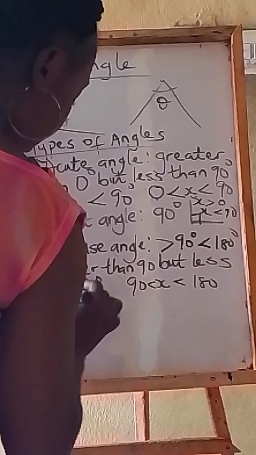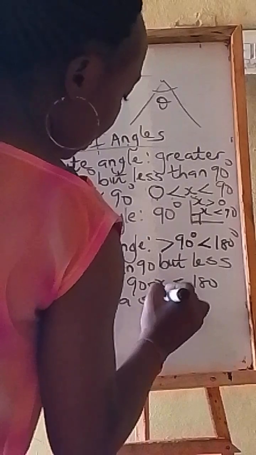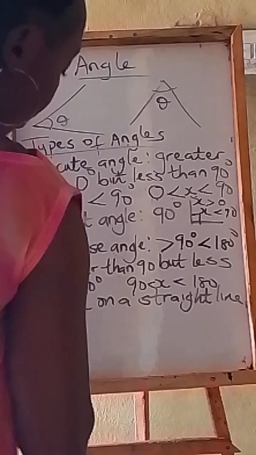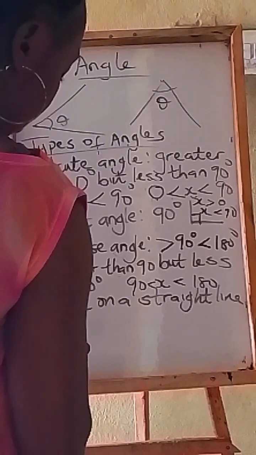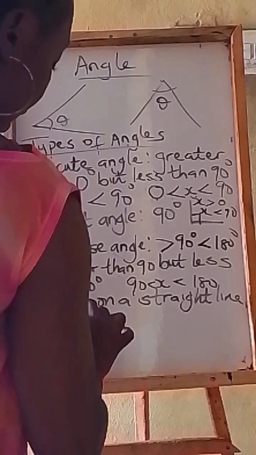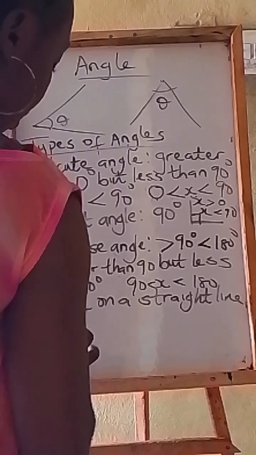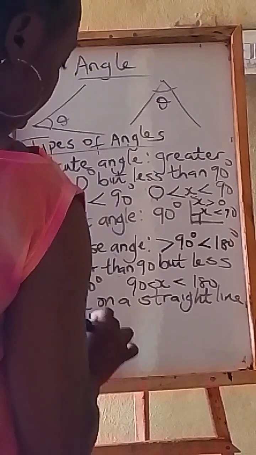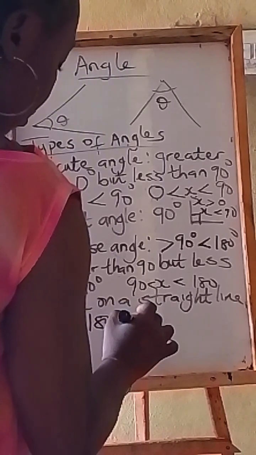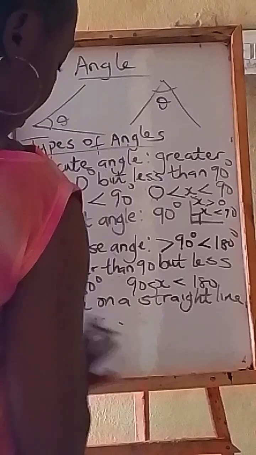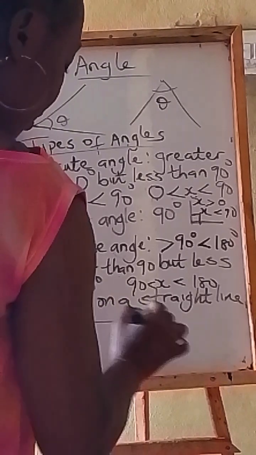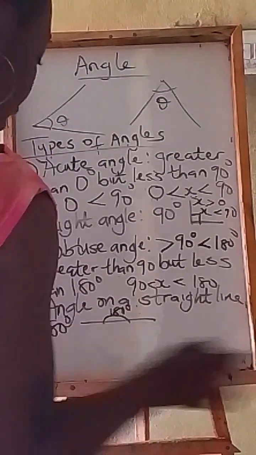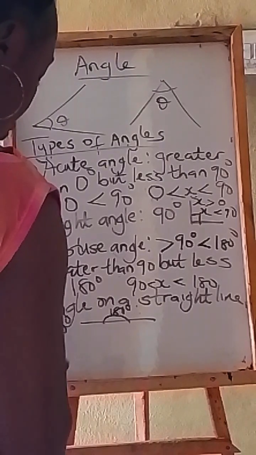We have angle on a straight line. Angle on a straight line is always 180. What does that mean? It means the angle is always 180. Angle on a straight line like this is always 180. The angle that we have on a straight line is 180.